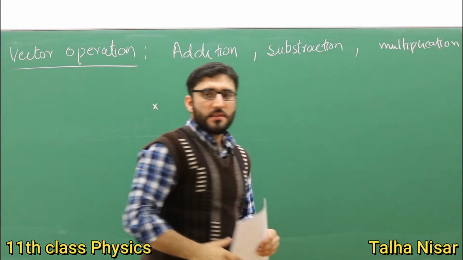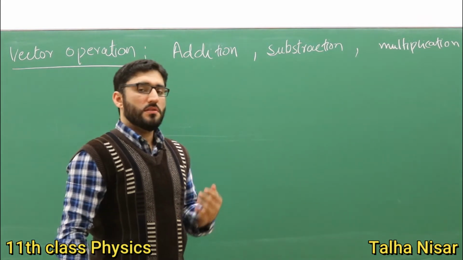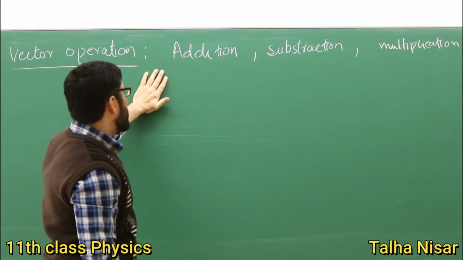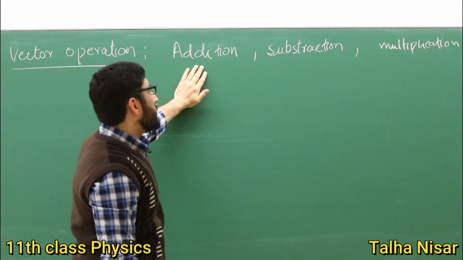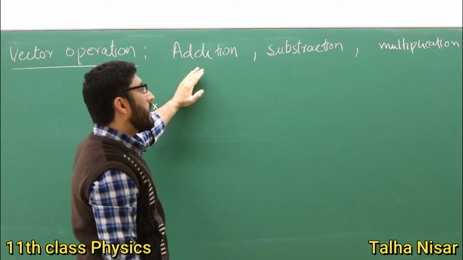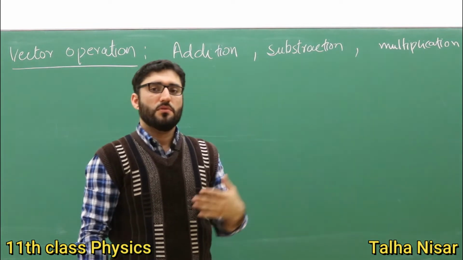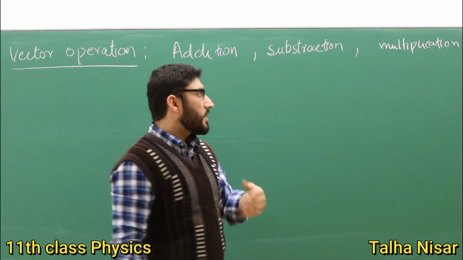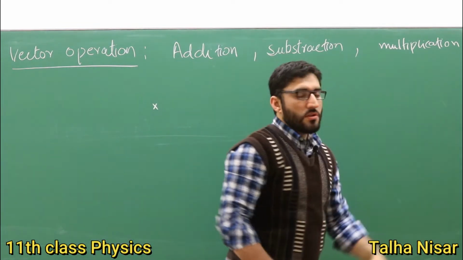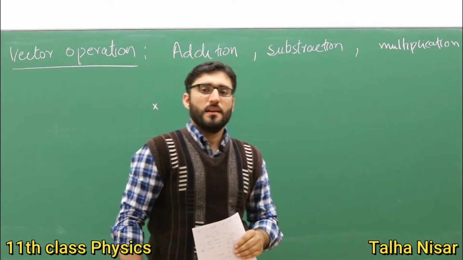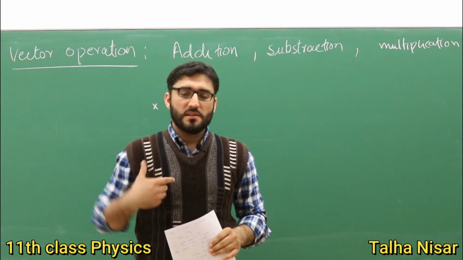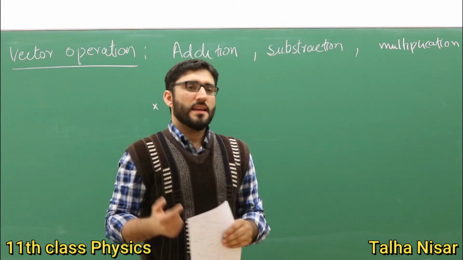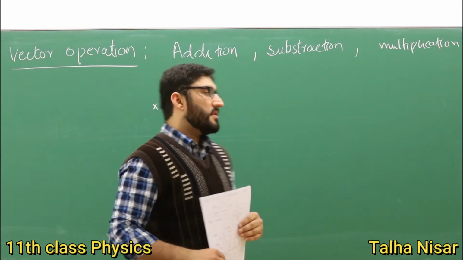In our previous lectures, when we talked about vectors, I showed how to subtract or how to add the vectors. For example, for the addition, we had the head to tail rule, and for the multiplication, we had the dot product and the vector product. But today we will discuss some examples just to understand it better.